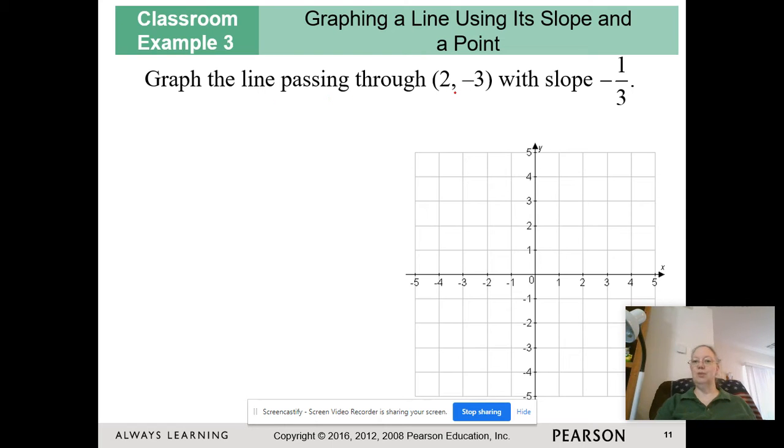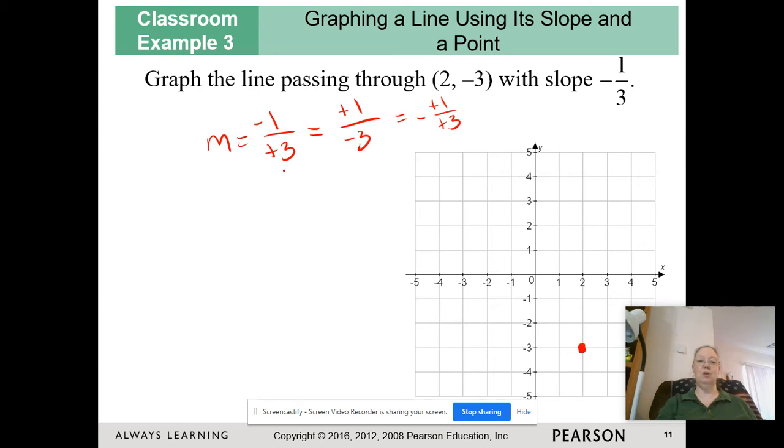Graph the line passing through this point. So we're going to plot that point first, with a slope of -1/3. Now, you can double check this on your calculator, but if I take a -1 and divide it by a +3, it will be the same as a +1 divided by a -3, which will be exactly the same as taking a +1 divided by a +3 and making the whole thing negative. So it doesn't matter where we put the negative, but keep in mind, we only get to use the -1.